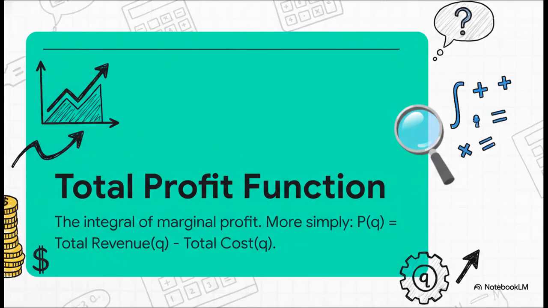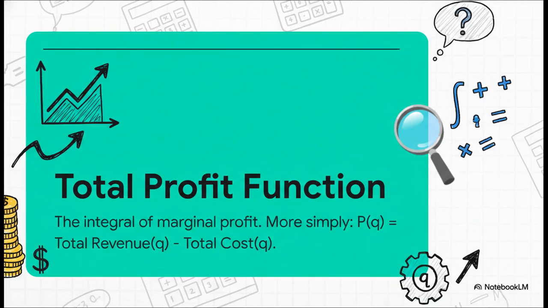So the bottom line is, profit is just revenue minus cost. Total profit is total revenue minus total cost. It's that simple. Now, from a calculus perspective, we could also get here by first creating a marginal profit function, which would just be marginal revenue minus marginal cost, and then integrating that.